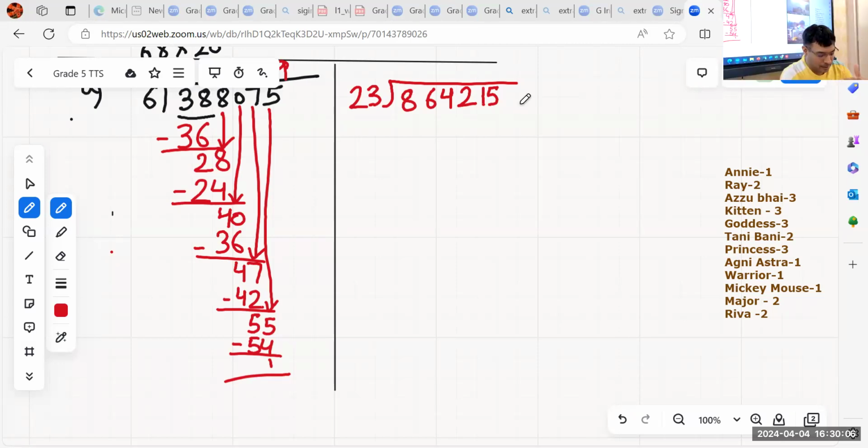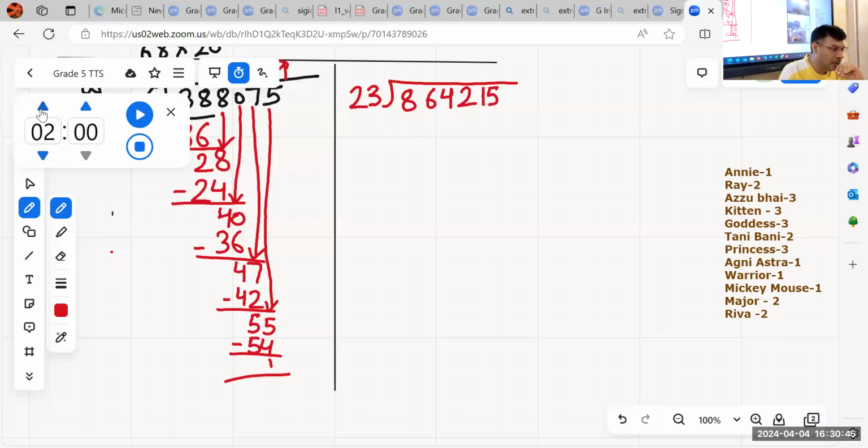All right, everyone, give me the answer. Sir, 1 second, sir. Sir, I forgot the table of 23. Beta, I don't expect you to memorize the table of 23. I expect you to multiply and solve.